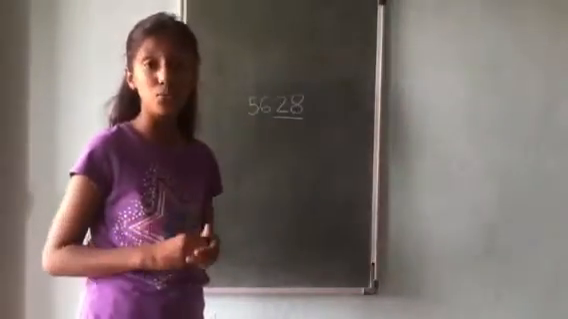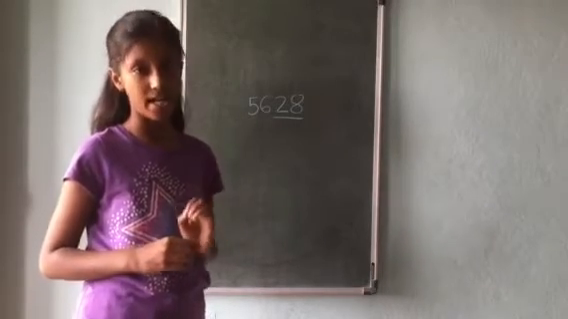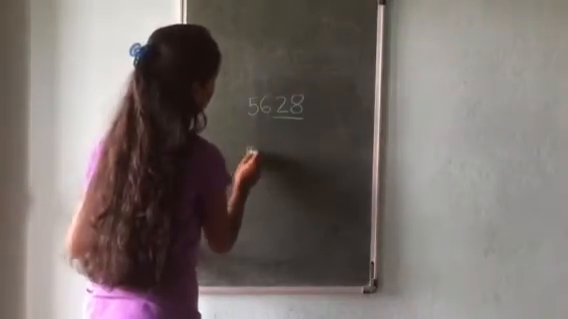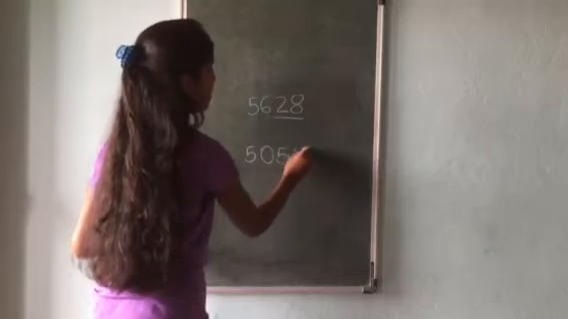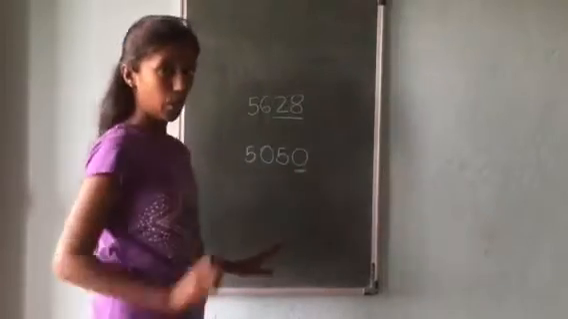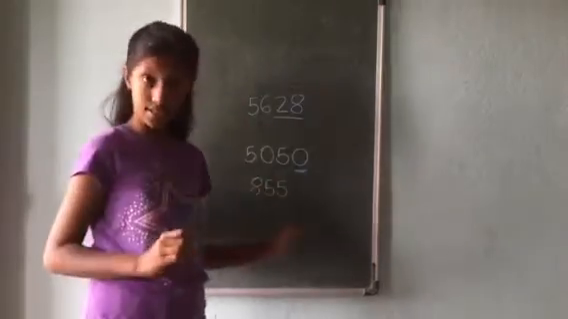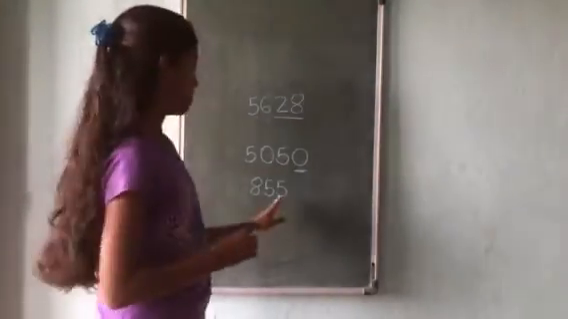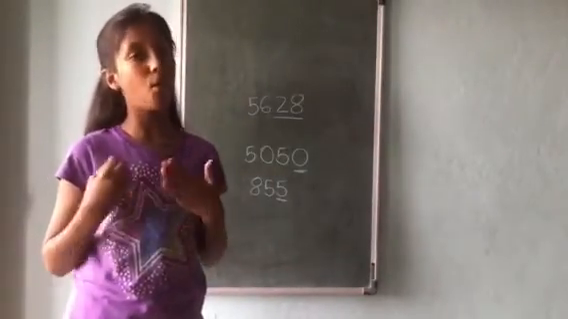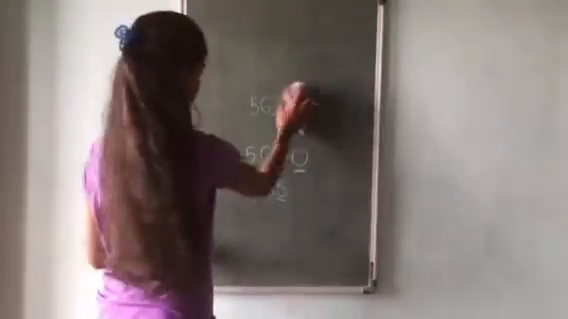Now 5's rule says that if a number ends with 0 or 5, then the number is divisible by 5. For example, is this number divisible by 5? Yes, because the number is ending with 0. One more. Is this number divisible by 5? Yes, because this is ending with 5. So any number which ends with 0 or 5 is divisible by 5. Okay. Now we'll go to 6.